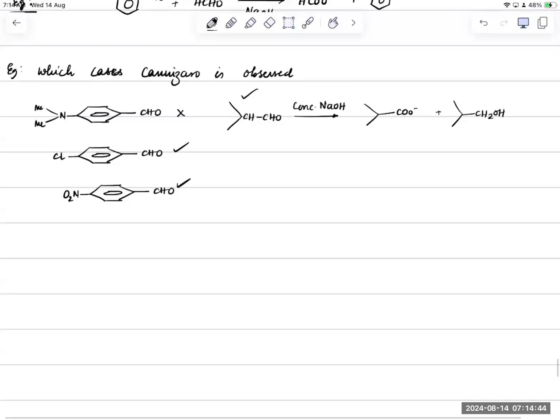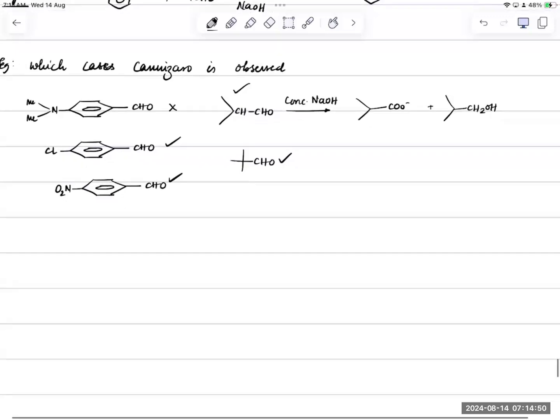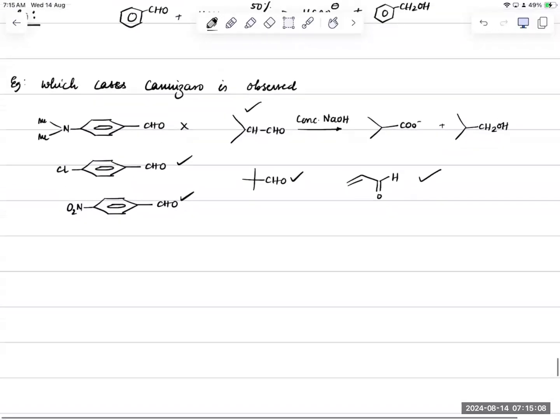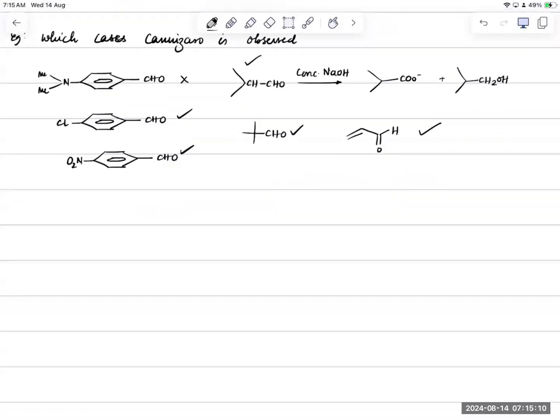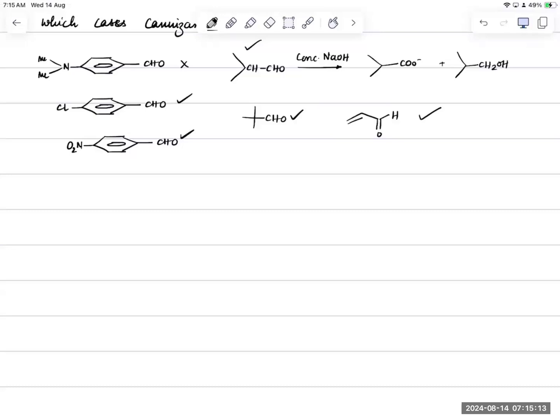In all other cases, you know that if you have CHO here, definitely here Cannizzaro will happen. If you have any double bonded carbon here, double bond O like this with H, here also Cannizzaro will happen. So as long as there is no available alpha hydrogen or any hydrogen which can undergo tautomerism, if that is not there, definitely we can see Cannizzaro cases will be observed. Okay, next.